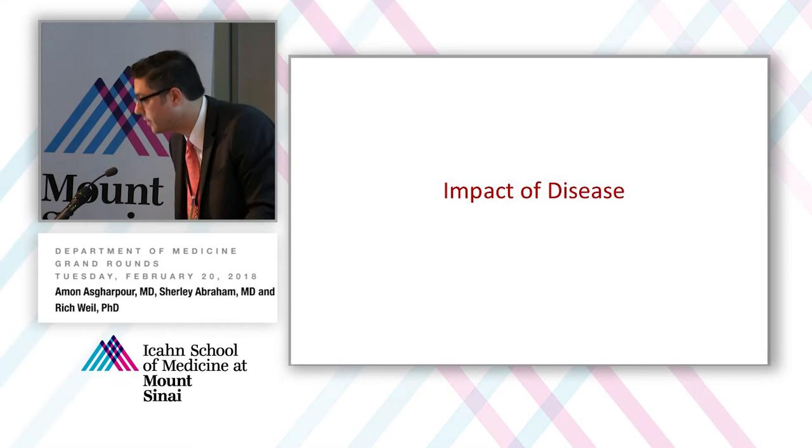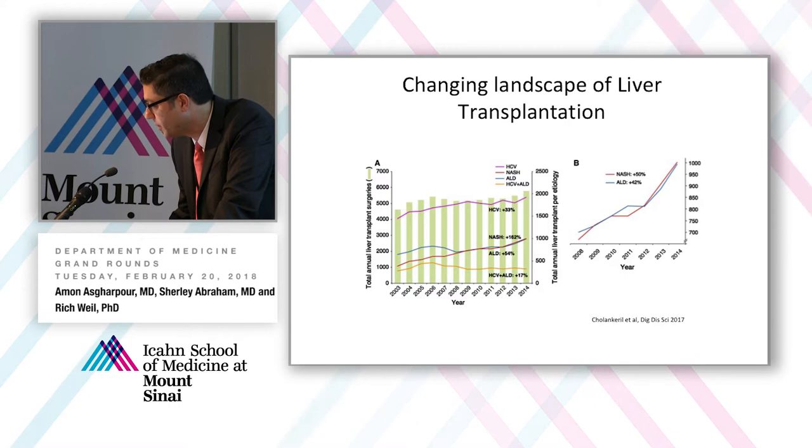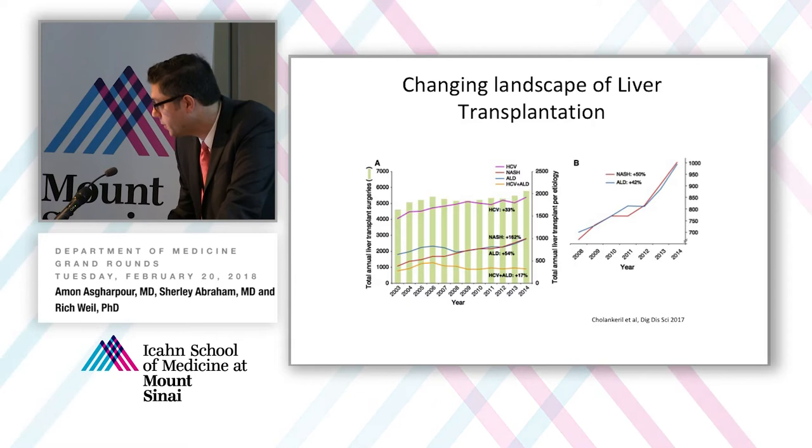So what's the impact of this disease? This graph on the left, the green bars, is the total number of liver transplants that occur during the year, on average about 5,000 to 6,000. On the right is the total annual liver transplants by etiology. Hep C is still the number one cause of liver transplant in this country, but NASH and alcoholic liver disease are on the rise. With the new medications for hep C, we expect the transplants for hep C to decline even further. You can see between 2008 and 2014, NASH was on the rise, as was alcoholic liver disease.